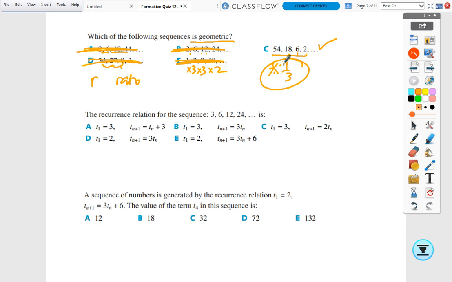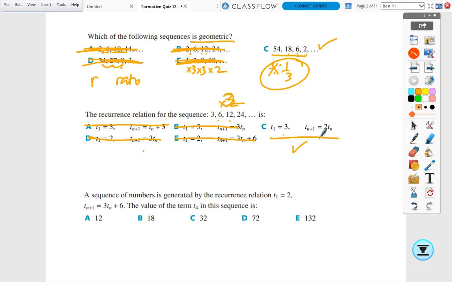Okay, next one, recurrence relationship. Multiply by 2, so that's a GP. So that one is an add. That one, we're multiplying by 2, so it's not that one. Multiply by 3, I beg your pardon. Oh, hang on. Times by 2. What is times by 2? So that one says times by 3. That one says times by 3. This one says times by 2, with the first term being 3. So that's that answer there.